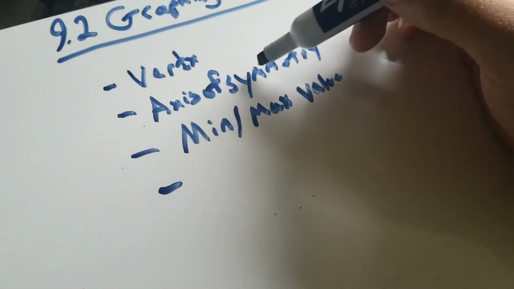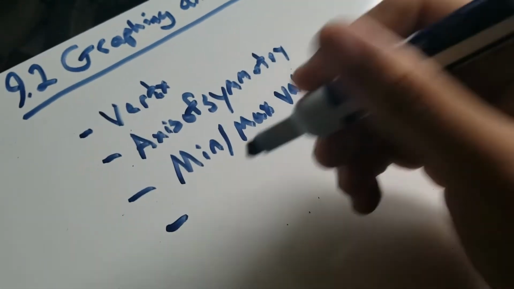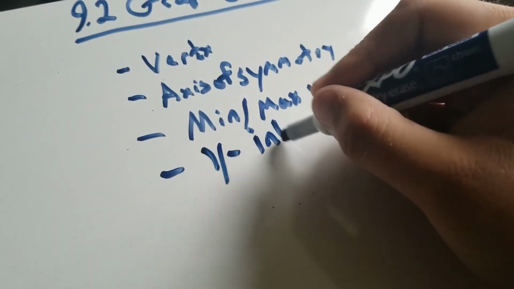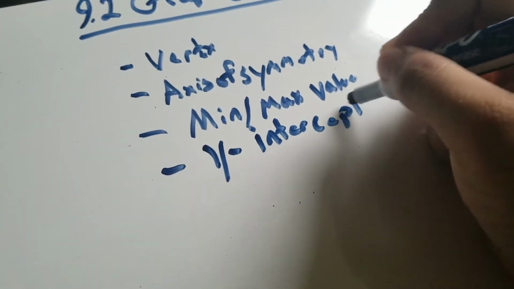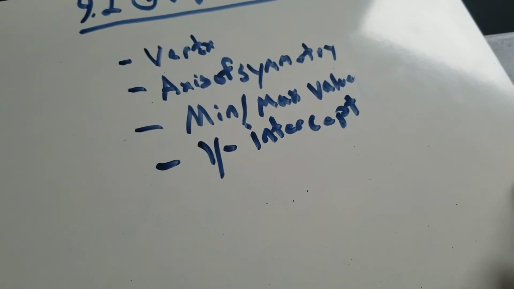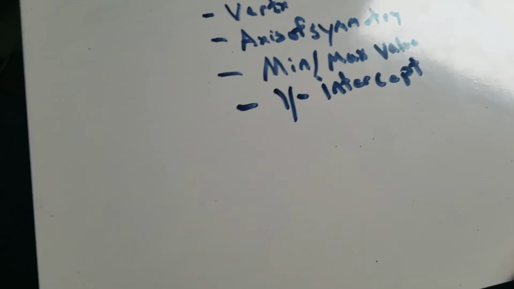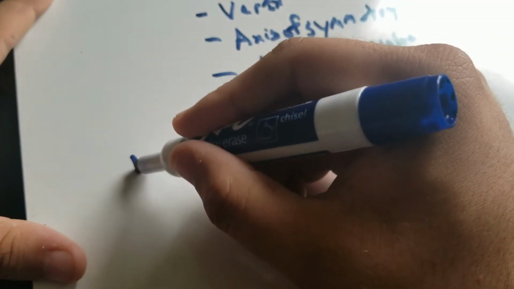So we have the vertex, the axis of symmetry, the min-max value, and the last thing is the y-intercept. Okay? So 1, 2, 3, and 4 things we're going to look for. So first, let's just talk about what all those things are. Some of them are familiar, some of them are new.